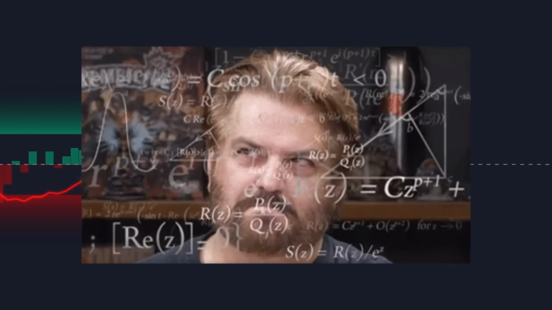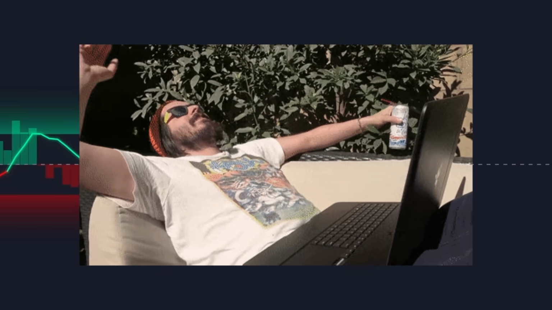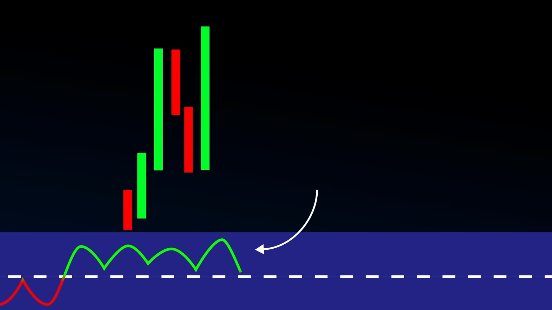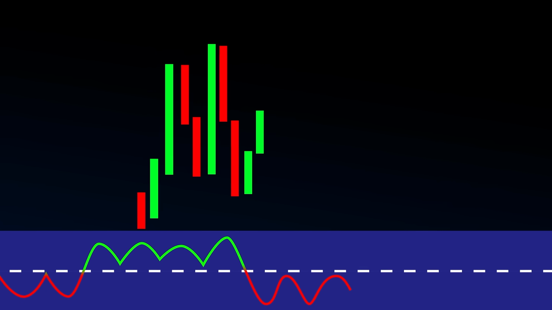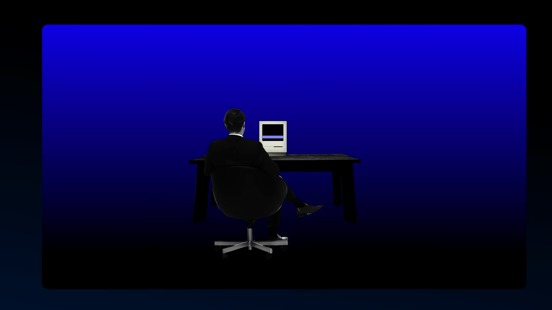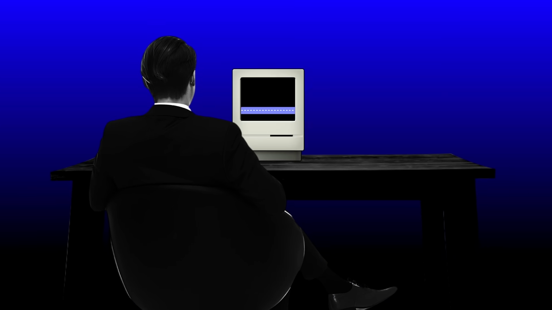Now, if that sounds complicated, don't worry, the concept is actually very simple. The indicator measures how far price has moved away from its average behavior. When the market becomes statistically strong, the indicator turns bullish. When momentum weakens and shifts negative, it turns bearish. Sounds interesting, but we have seen this story many times before.